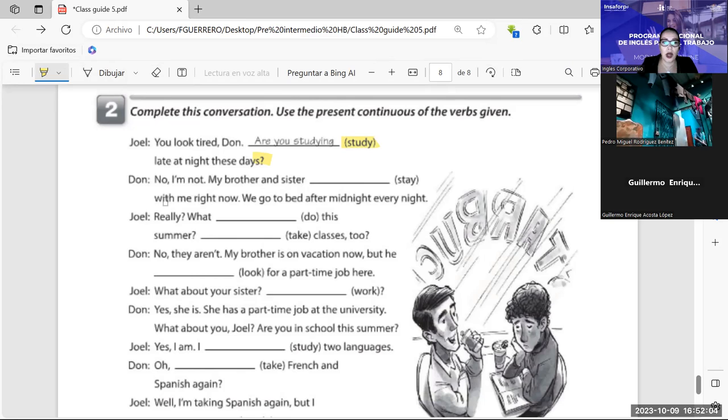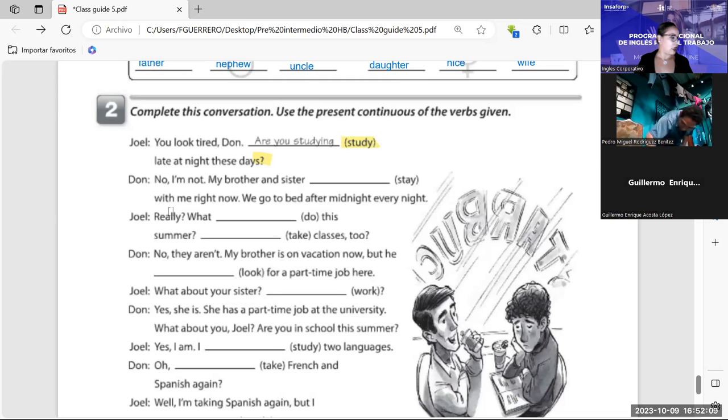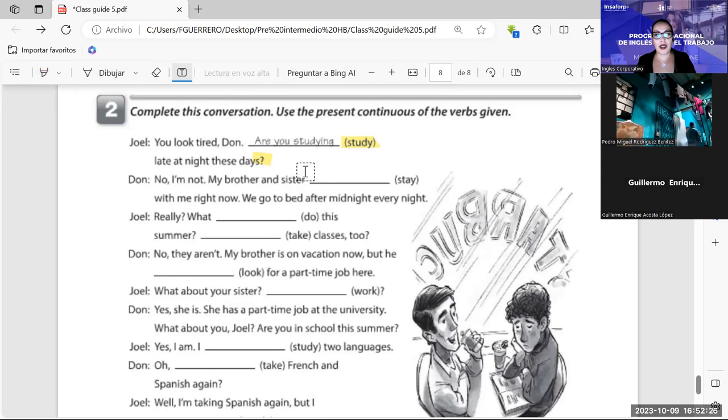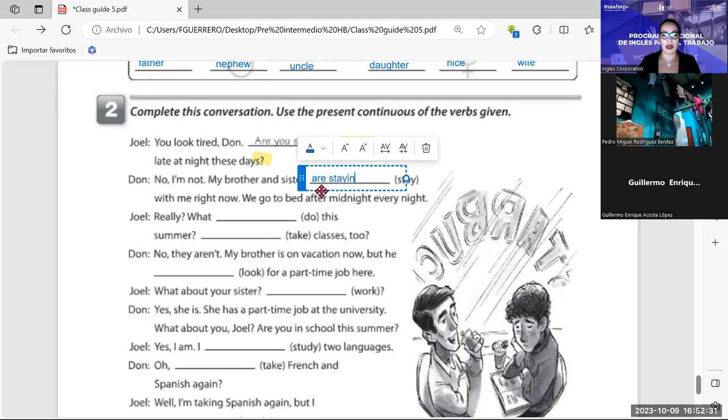You look tired. Are you studying late at night these days? And he responds, no, I'm not. My brother and sister are staying with me right now. Are staying, because he's talking about the two of them. My brother and sister are staying with me right now. We go to bed after midnight every night.